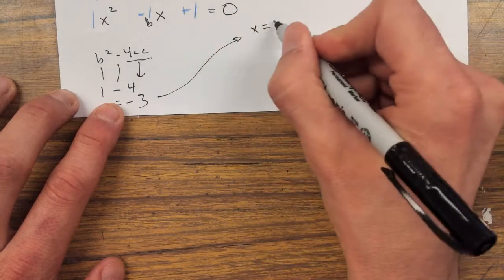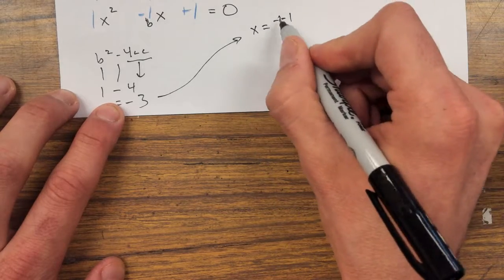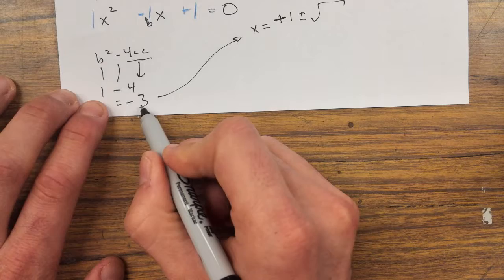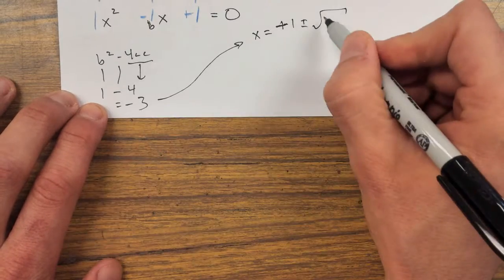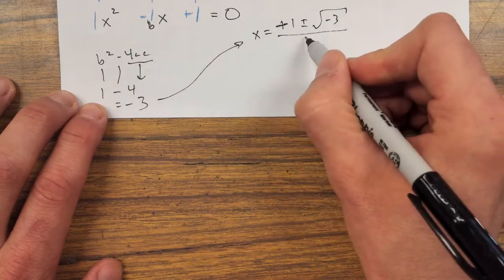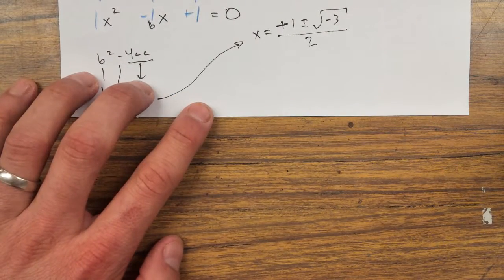X equals negative b. b is negative, so negative of the negative is a big positive, plus or minus the square root. b squared minus 4ac is negative 3. All over 2a. a is 1. 2 times 1 is 2. It's just quadratic formula, algebra 1.